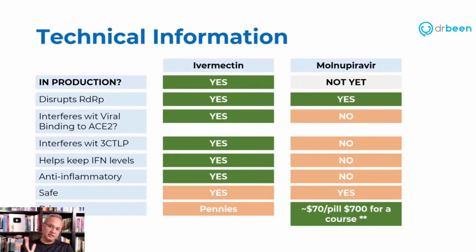But sure, I'll grant that. It's equally, let's say, unknown, although I think differently. Price. Ivermectin's availability is everywhere. It's being produced everywhere. It is in pennies. And then Molnupiravir, $700 for a course, 10 pills, $70 per pill.